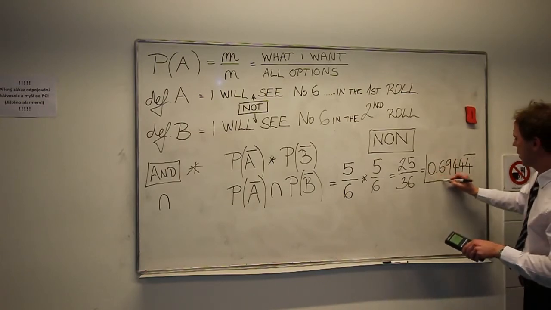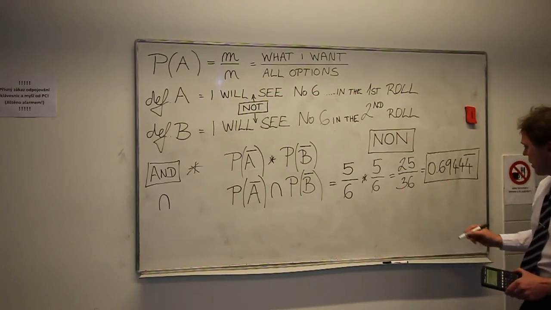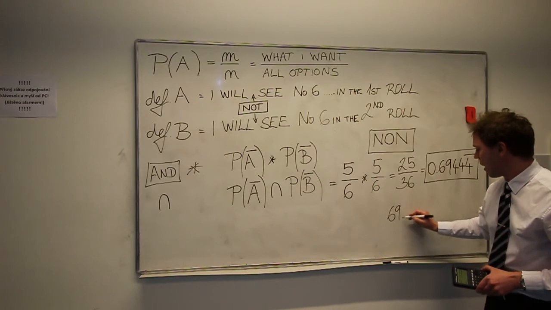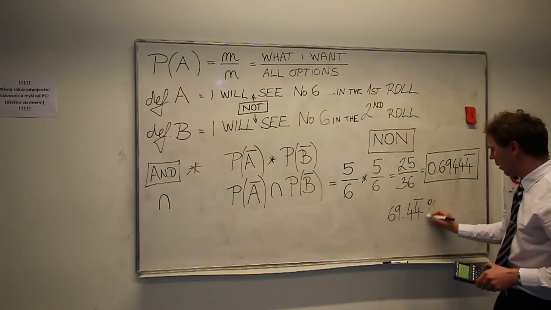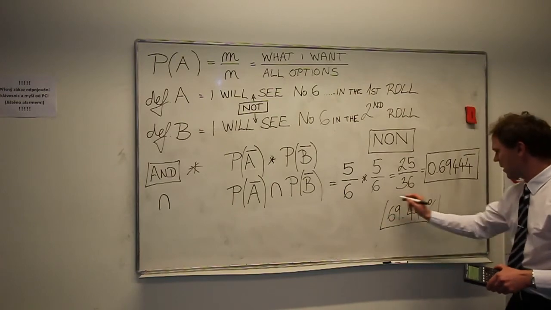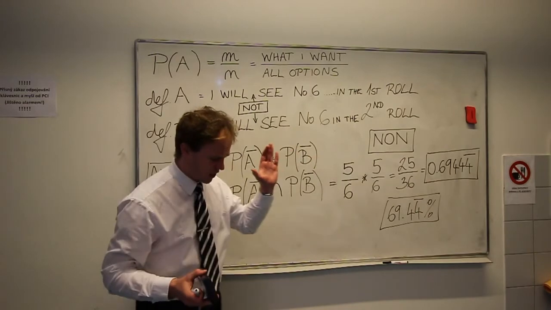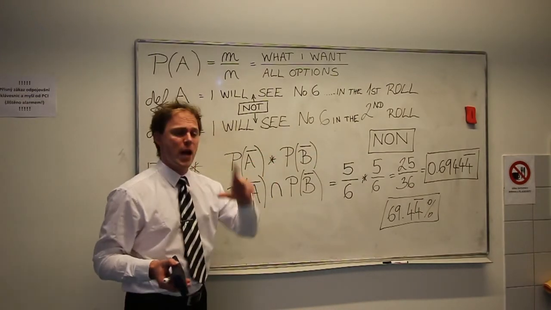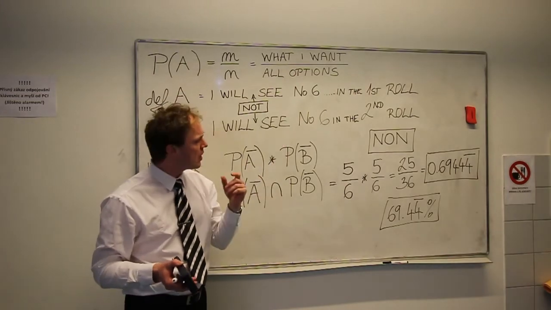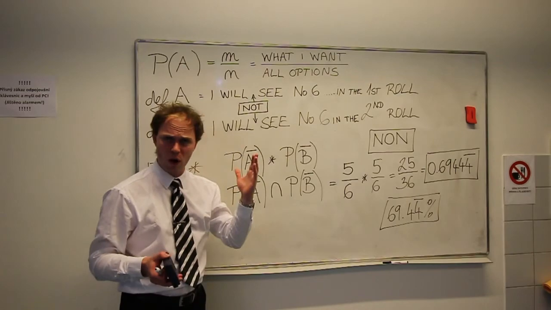0.69444 periodical. Yes, and this is possible to interpret in percentage like 69.44 periodical percent. Yes, so this is the probability that you will not see position 6 in the first row, and you will not see value 6 in the case of second row.